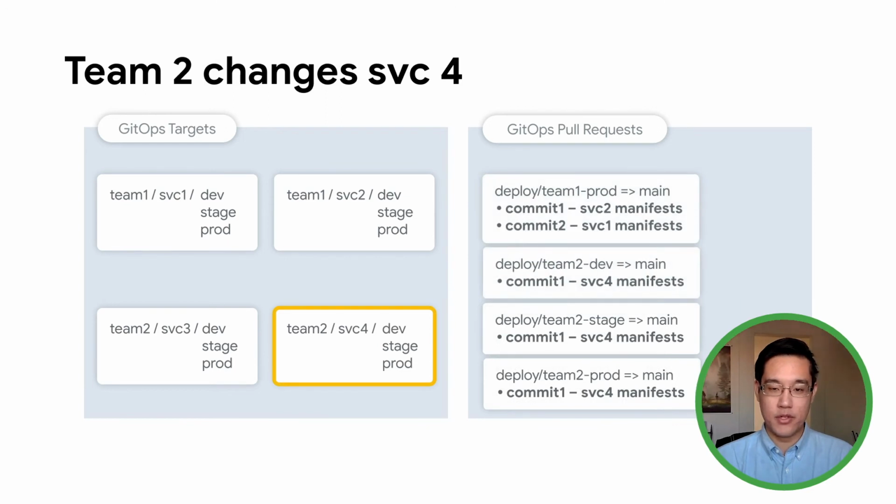Now, Team 2, which has been quiet so far, updates Service 4. Service 4 gets GitOps targets, and Team 2 sees deploy PRs for its environments. Since Team 1 and Team 2 have their own namespaces, their deploy PRs do not overlap.